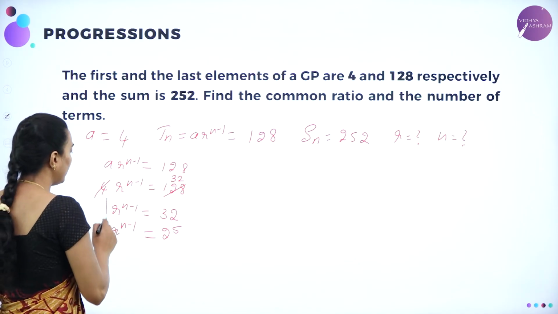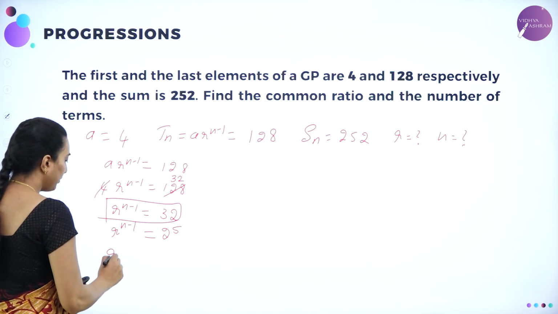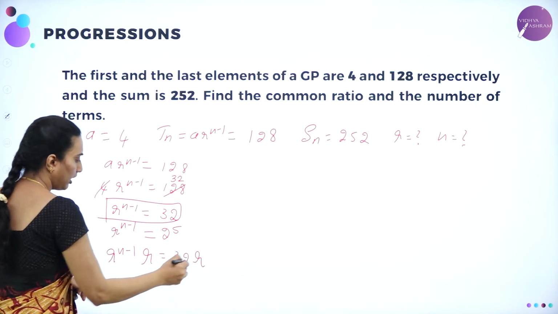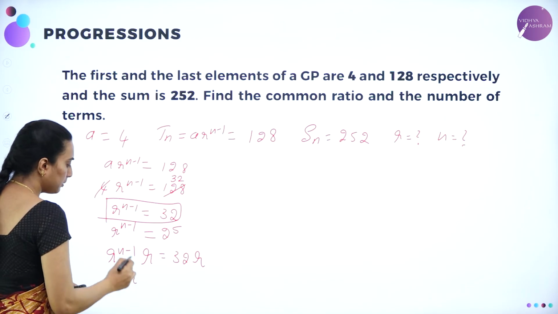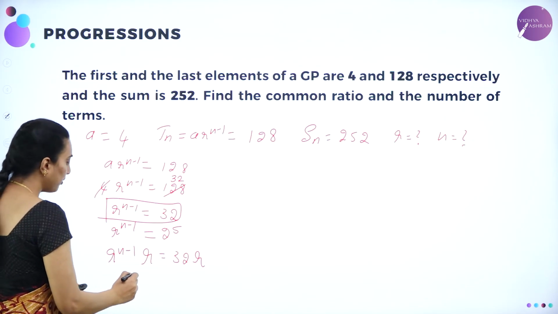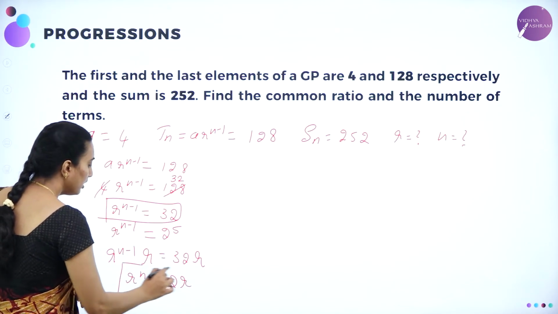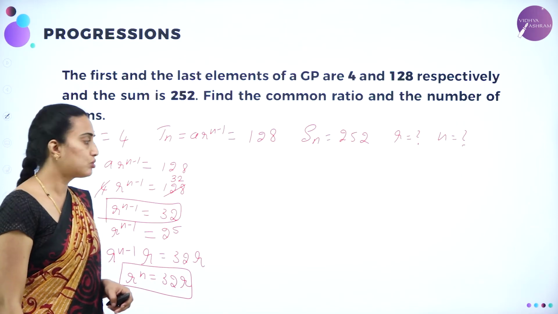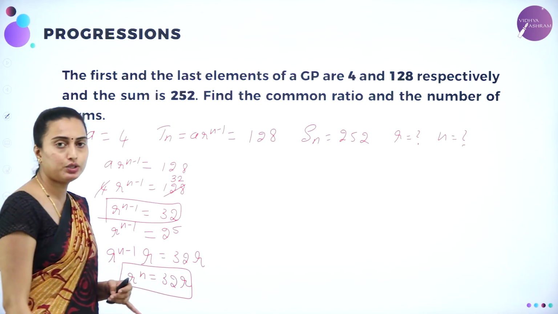Okay dear students, you can take this one and multiply by r, because we did not get r. So r to the power of n minus 1 into r is equal to 32r. r and r will get cancelled, remaining only the same. So therefore this will become r to the power of n minus 1 plus 1, that is r to the power of n, is equal to 32r. Keeping this one, they have given Sn is equal to 252. So now you are getting r to the power of n is equal to 32r.